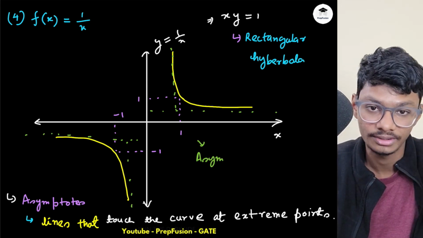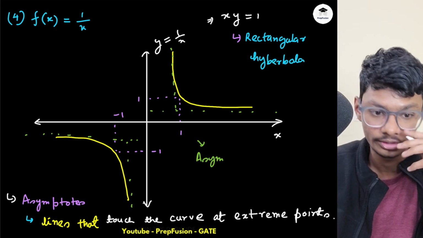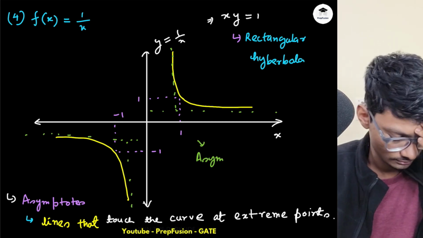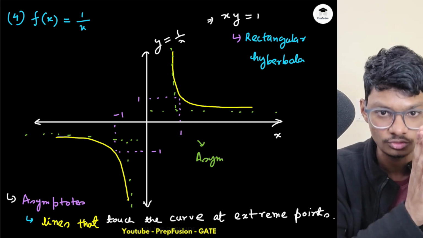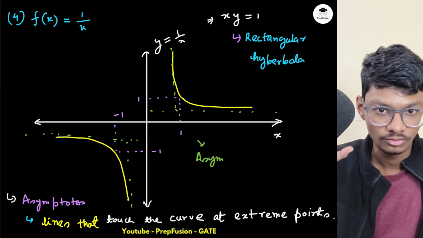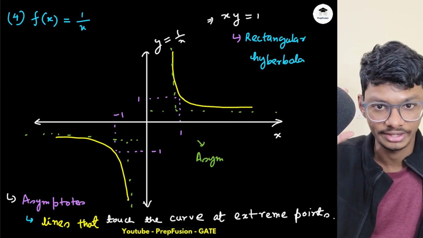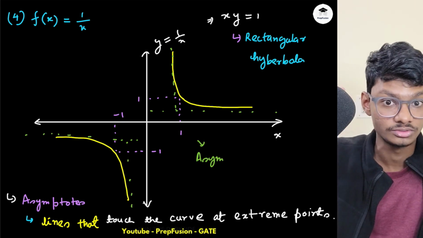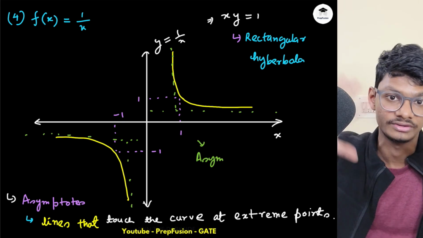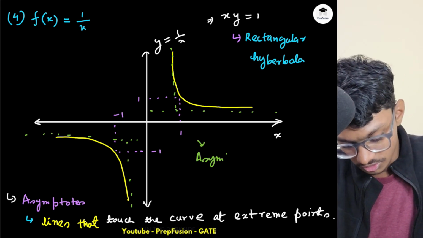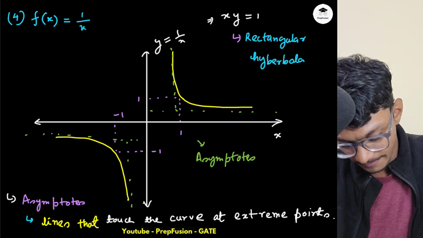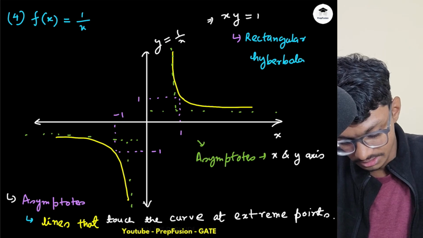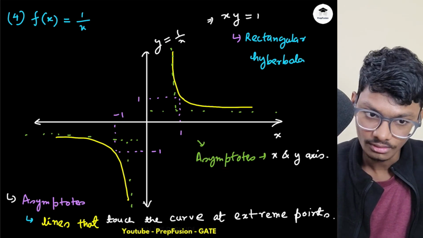Because as I keep on increasing my x, as x goes towards positive infinity, y will go to 0, because the product of those two has to be 1. So if my x is 500, y has to be 1 by 500. X is 1000, y has to be 1 by 1000. X is 10,000, y has to be 1 by 10,000. You can see y is reducing, going to 0, and x is increasing very high. So you can relate like that. So asymptotes in this case are my x and y axis.